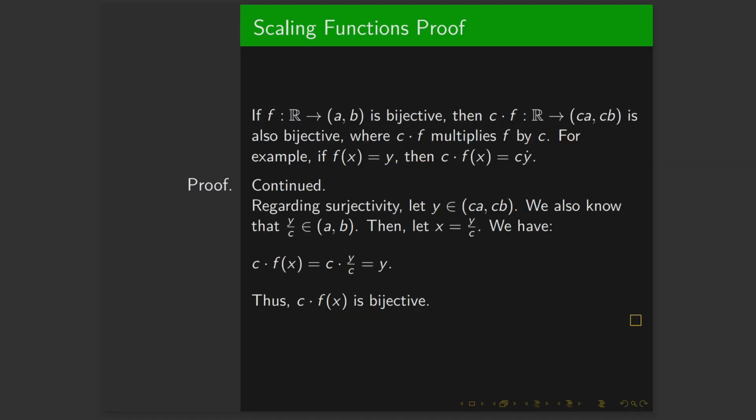For surjectivity, let y be in (ca, cb). Well, we know that y over c is in the interval (a, b), and then we can just let x equal y over c. Then c times f of x is c times y over c, which is just y. So this is a bijective function. So you can scale functions, and as long as you change the interval, you're fine.